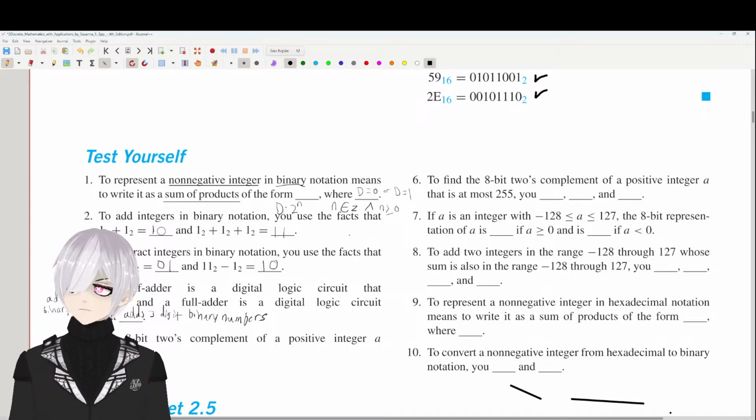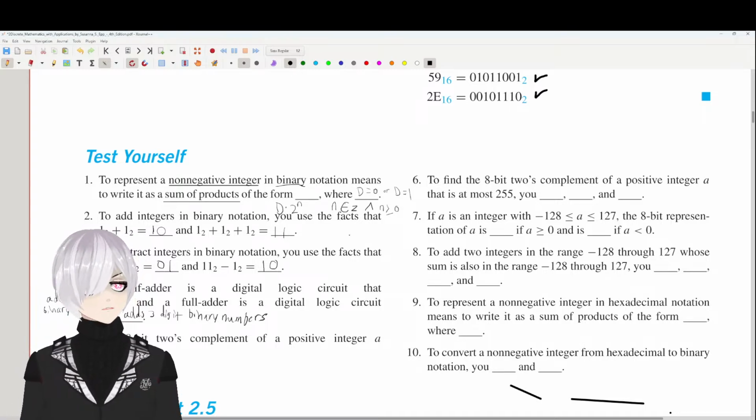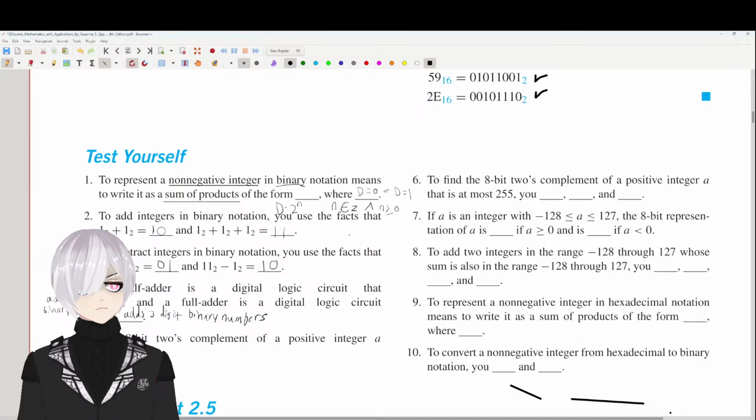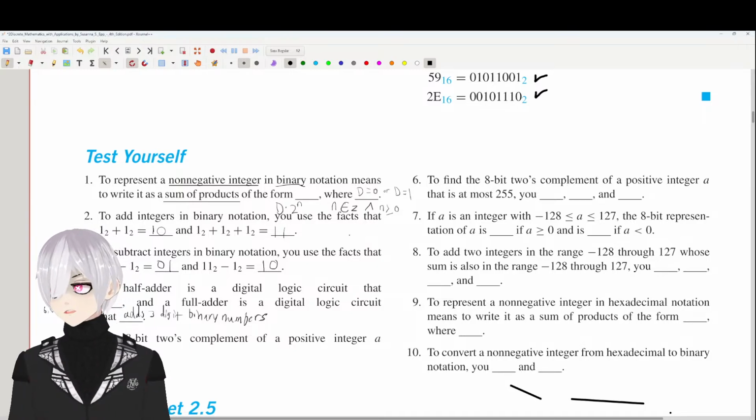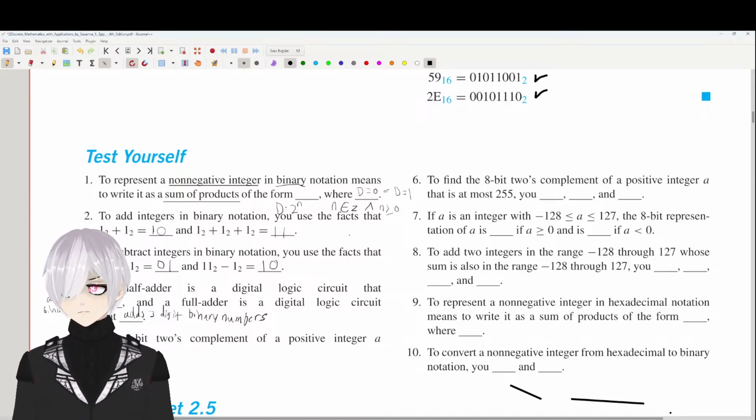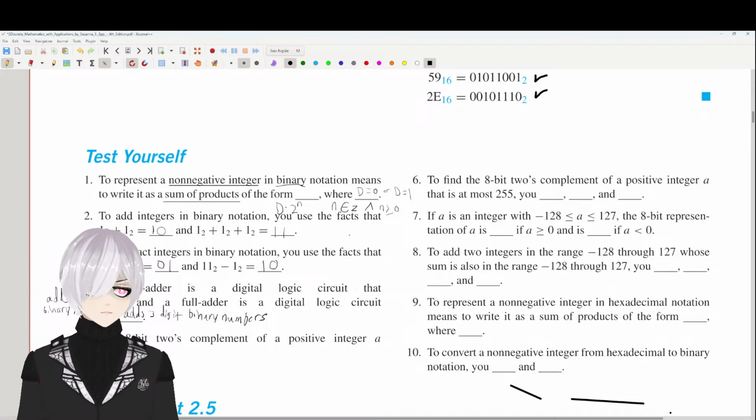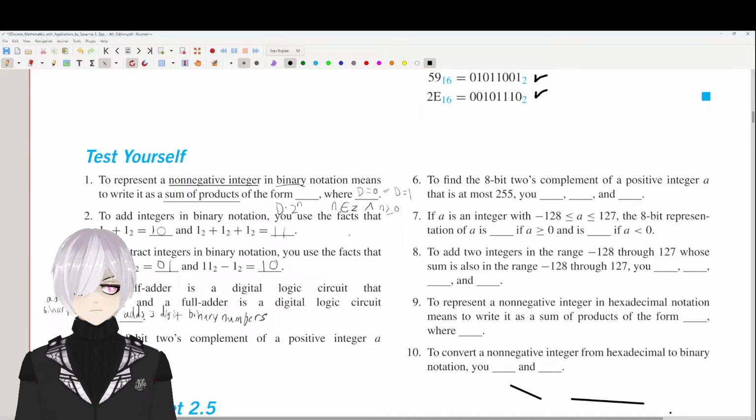So I guess you write it in binary, flip the bits, and then add one, right? Yeah. Okay.